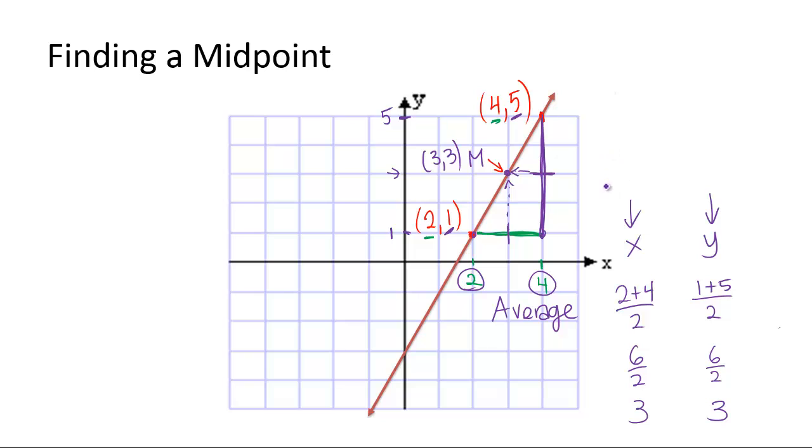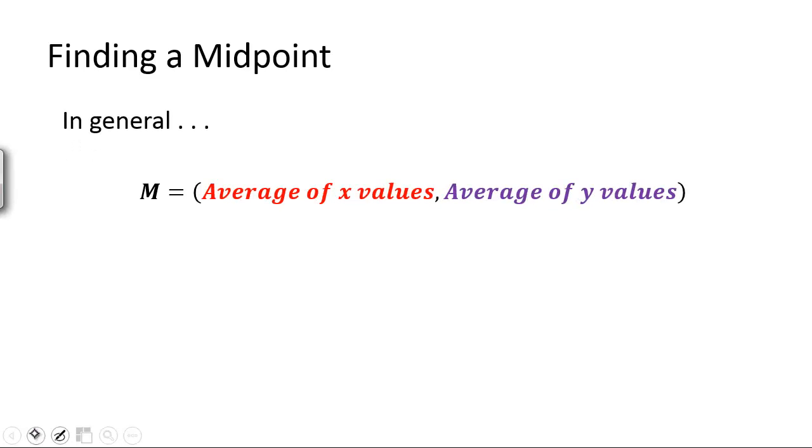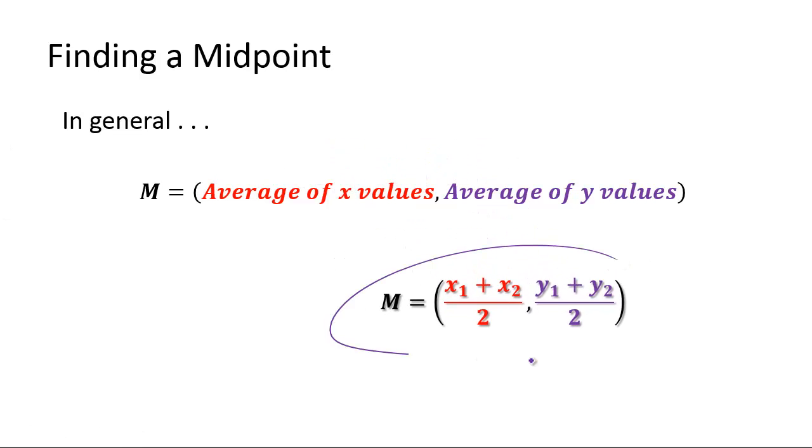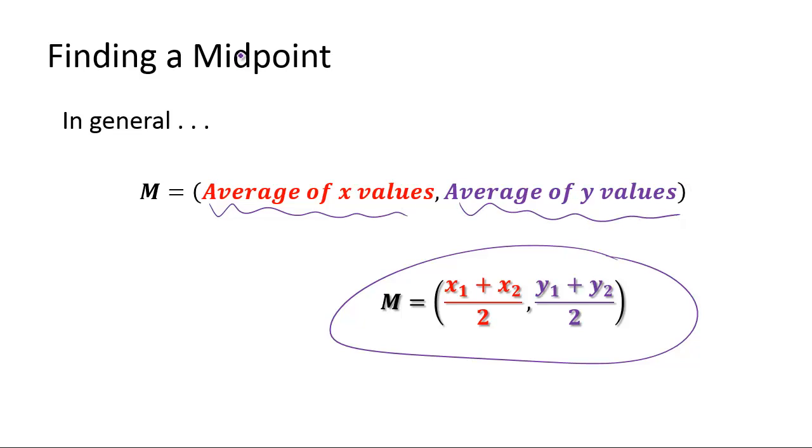So to generalize, we want the average x value and the average y value to be the midpoint. So as a summary, in general, average of the x, average of the y will give you the following formula if you like formulas. But sometimes it's easier to just think of midpoint as being the average, and the fact that it's a point means it has to be in point form.